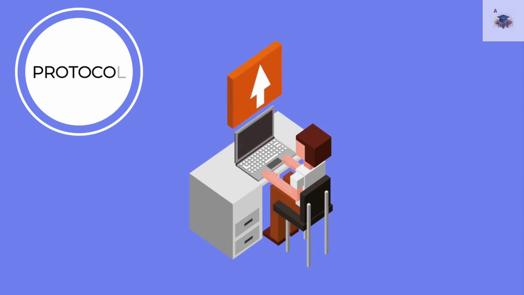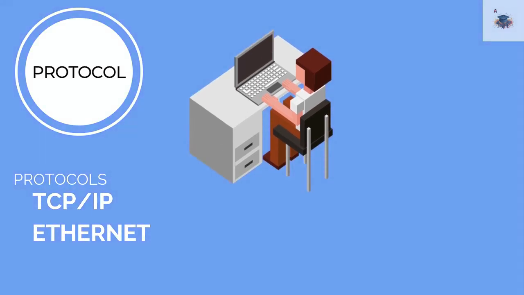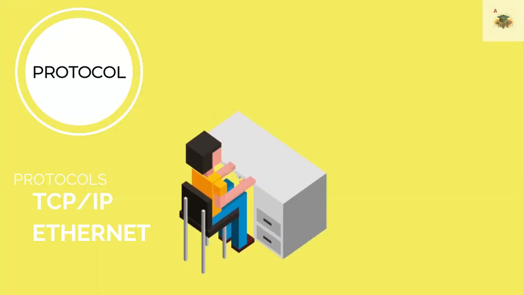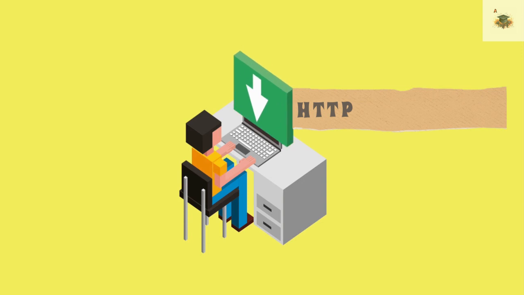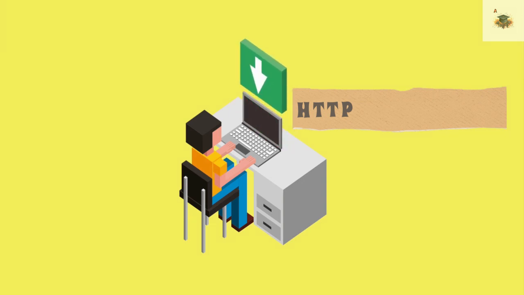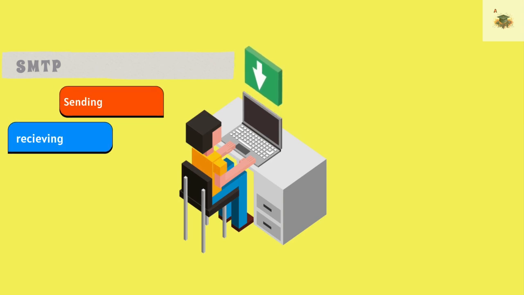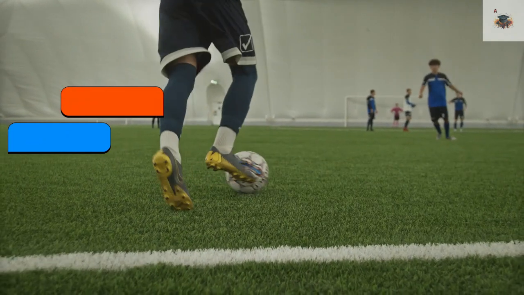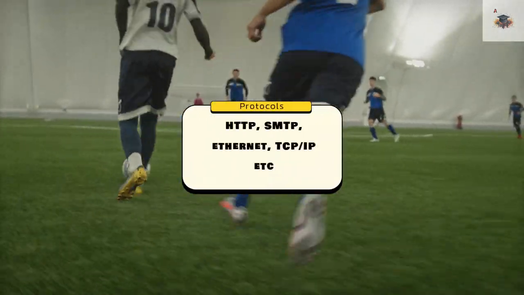There are many protocols, each serving different needs. You will often hear about protocols such as TCP/IP and Ethernet, which are used for sending information from one device to another. Other protocols, like HTTP, are specifically used for accessing websites, while SMTP is used for sending and receiving emails. In practice, several protocols usually work together to accomplish a common task.